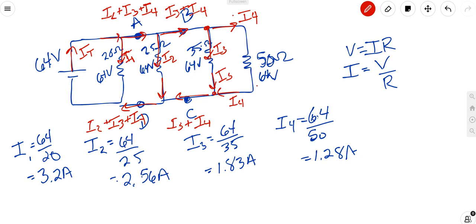And then finally, current 1 is going to join with 2, 3, and 4 to give us back our total current when we get back around to the battery. So that should be enough to get you started on B, C, and D.